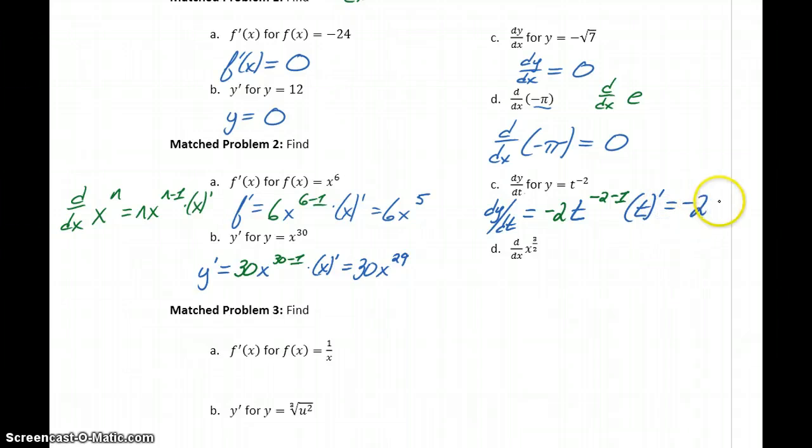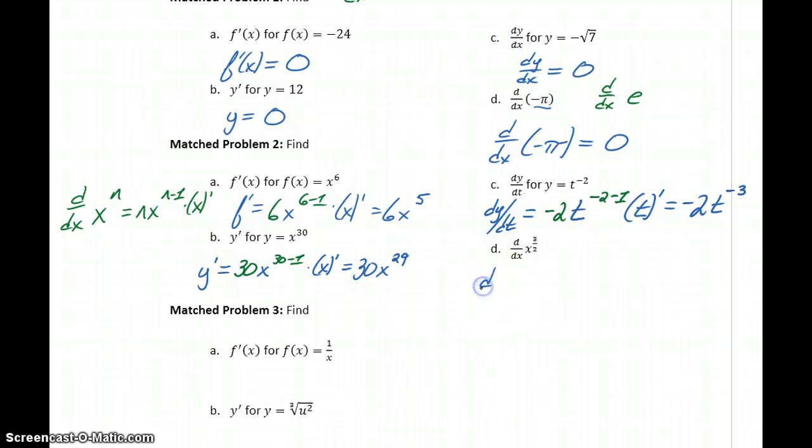So this is going to give us negative 2 times t to the negative 2 minus 1, which is t to the negative 3rd power. And the derivative of t is just the same thing as the derivative of x, even though we've changed the letter. It's the same idea. That derivative is just going to be 1. So our final answer here is negative 2 t to the negative 3rd.